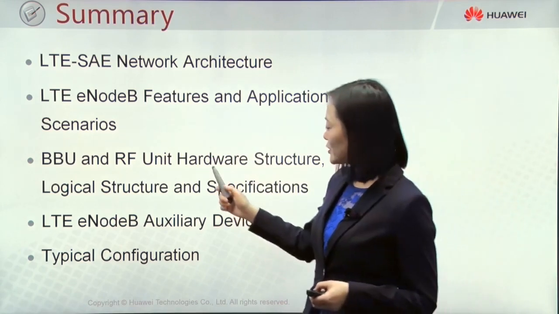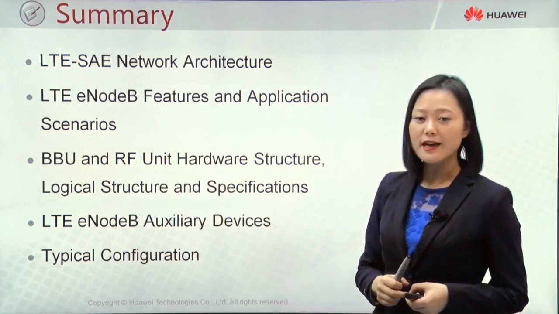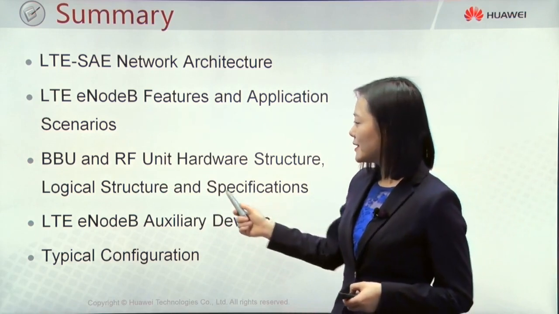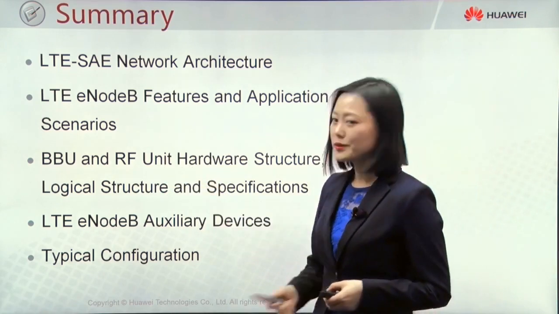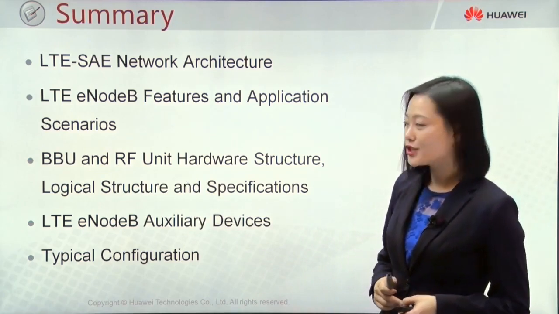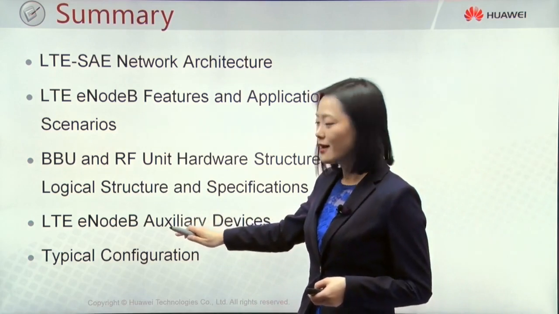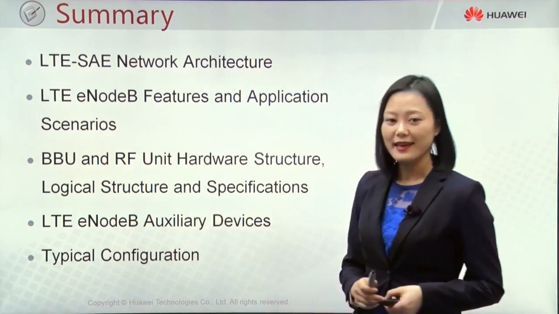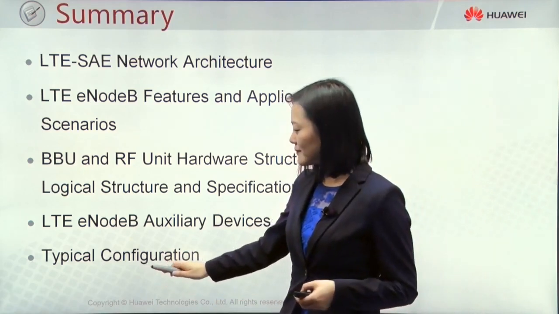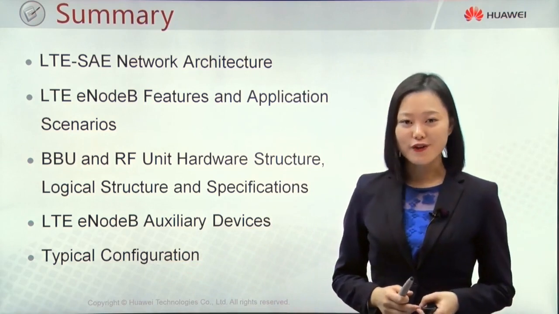In chapter 2, we introduced the logical structure and hardware structure of the BBU and RF unit, these two main components of eNodeB. And we also introduced the auxiliary devices for eNodeB in chapter 3. And we just introduced the typical configuration for eNodeB. So that's all for the whole course.